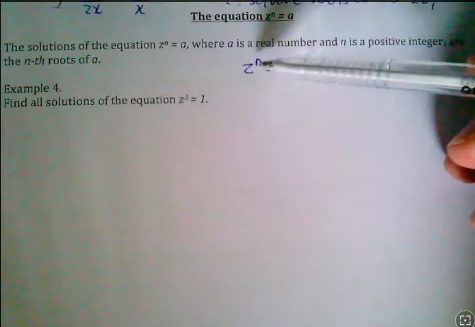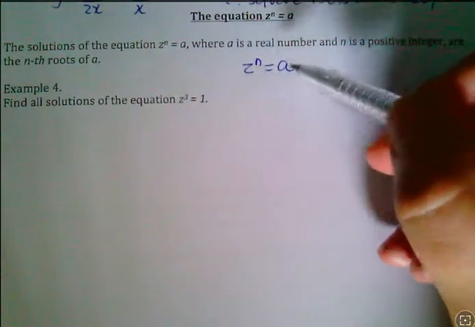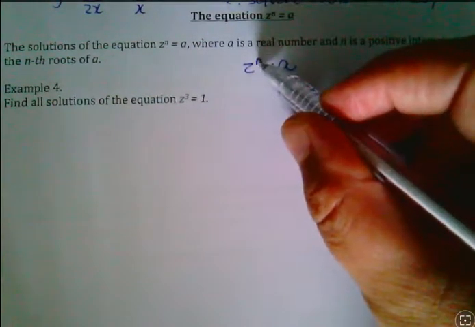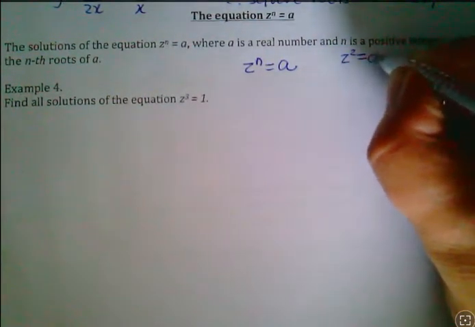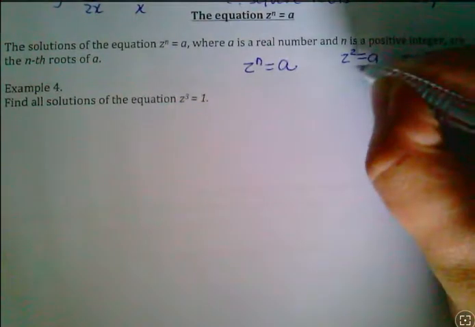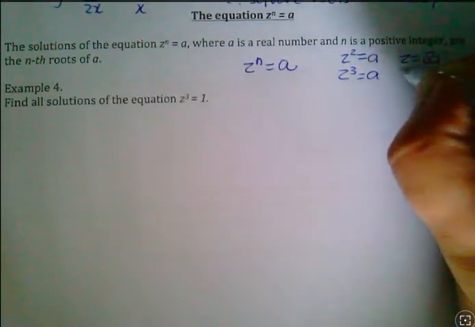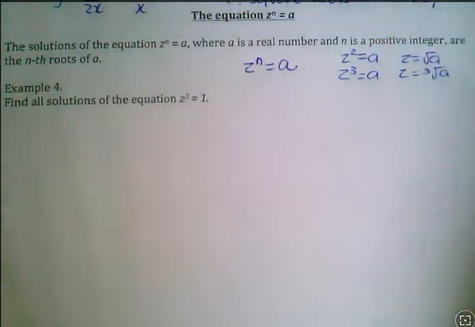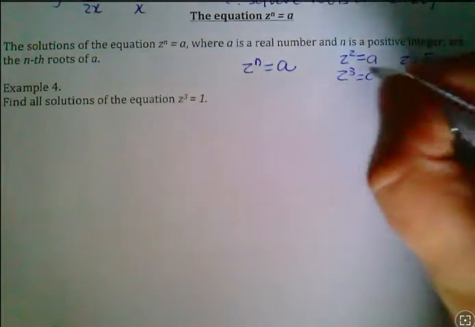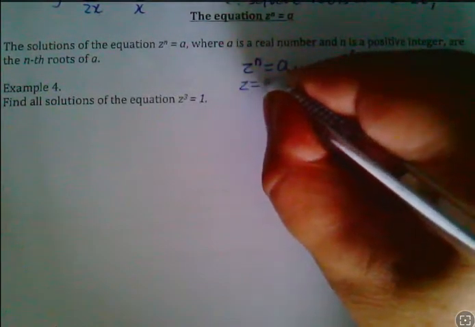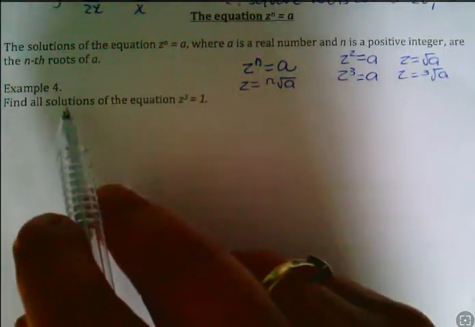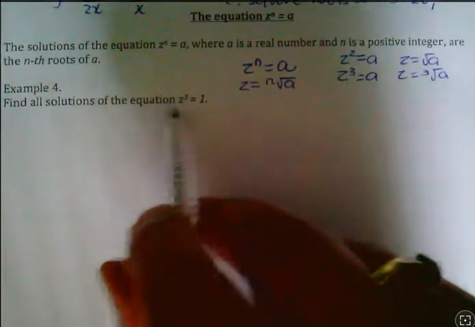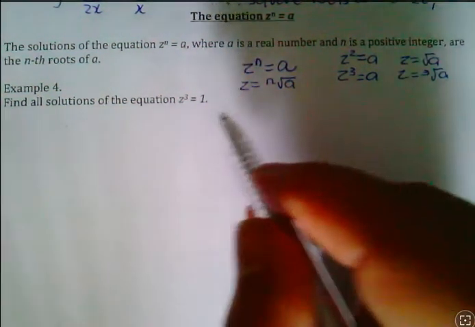See, because for example, if n was 2, then z would be the square root of a. If z squared is a, then z is the square root of a. If z cubed is a, then z is the cube root of a, etc. So therefore, if z to the power of n is a, then z is the nth root of a. That's what that is saying here, okay? So first question is to find all the solutions of the equation z cubed is 1.